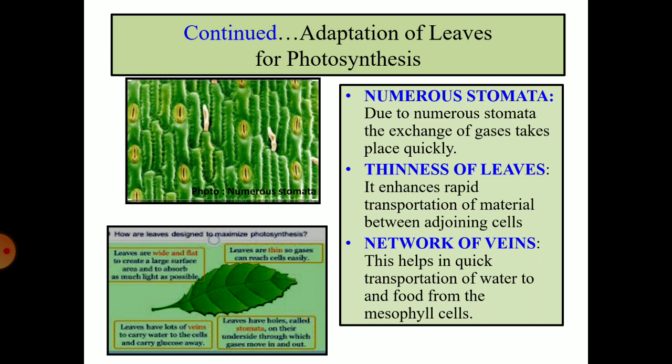And last of all, network of veins. You know what are actually veins? They are xylem and phloem vessels. This helps in quick transportation of water from the roots right up to the leaves and to every cell in the leaf, and food which is manufactured by the leaves to the other parts of the plant.